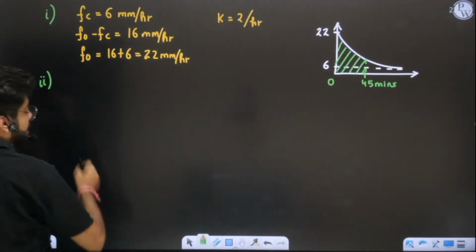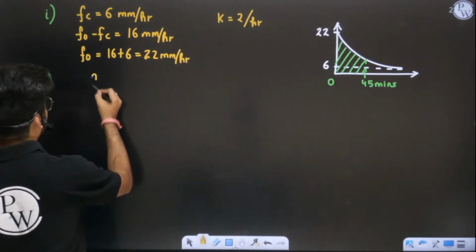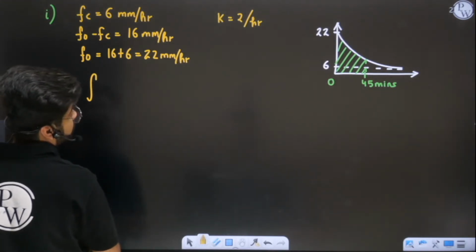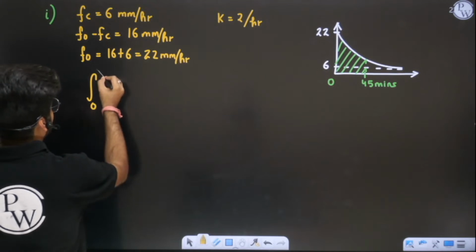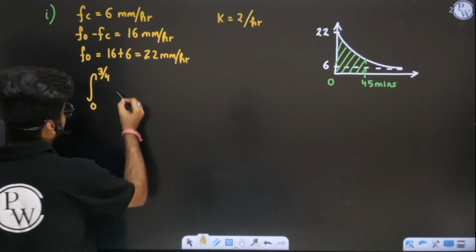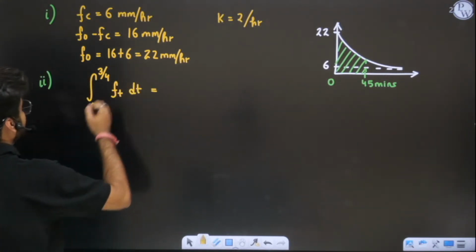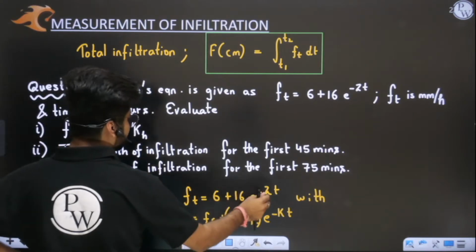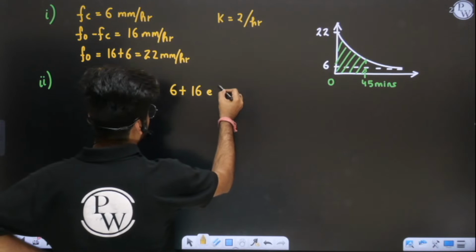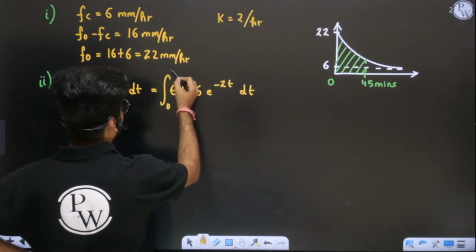Now what is the second part? For the second part, what do I have to do? I have to do integration. So in this integration, what will I do? I will integrate from 0 to 3 by 4. As I've already discussed, 45 minutes is 3 by 4 hour only. Integral of Ft dt, this you have to do. Ft is how much? Sir, Ft is 6 plus 16 e power minus 2t. So integrate 6 plus 16 e power minus 2t dt from 0 to 3 by 4.